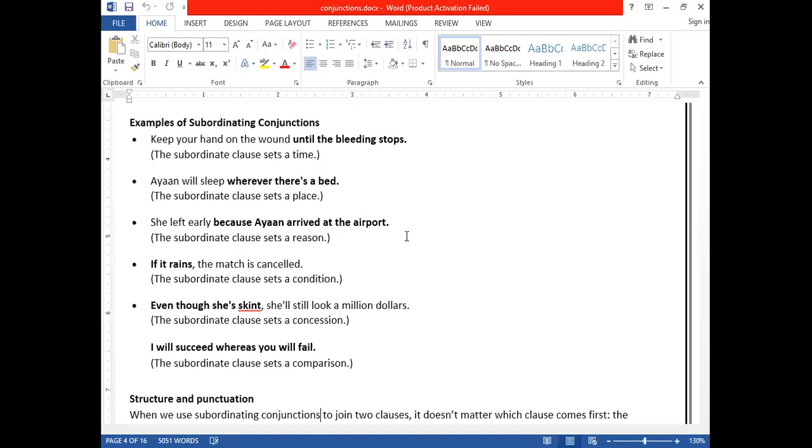If it rains, the match is cancelled. If it rains, it shows what? Condition. Clear? Even though she is scant, she will still look like a million. So the subordinating conjunction shows what? Concession. Clear? That even if there is a problem, she will still be what? She will be a millionaire.